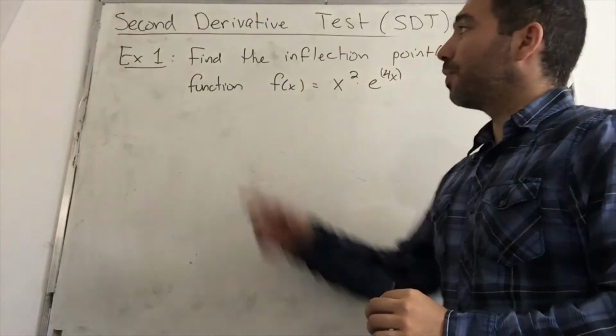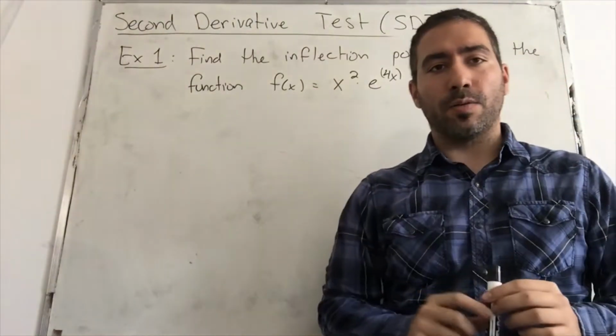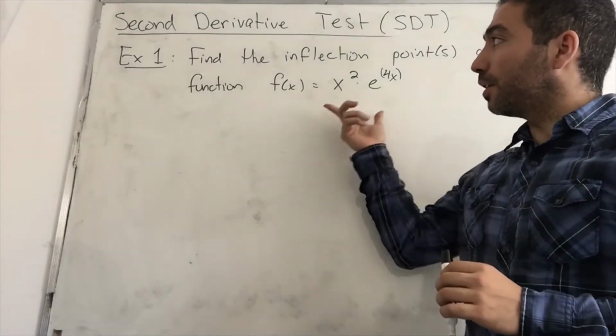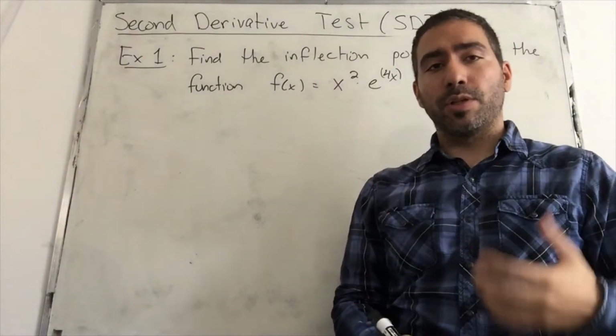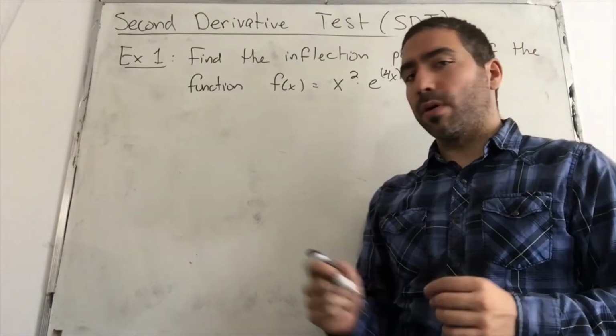So in this first example over here, it's asking us to find the inflection points of the following function. f of x equals x squared times e to the 4x. So let's go ahead and solve that. To find the inflection point, we're just taking the second derivative and setting the function equal to 0. So let's go ahead and start.